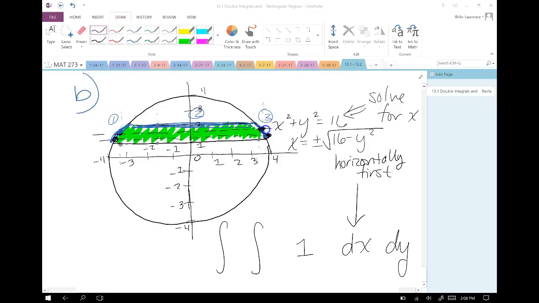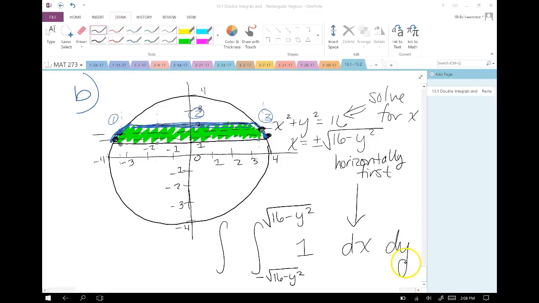So it starts on the right-hand side, so that's where we have the positive x values, and it ends on the left-hand side, which is where we have the negative x values. All horizontal lines go from the positives to the negatives on the exact same circle. And then we can do our dy.